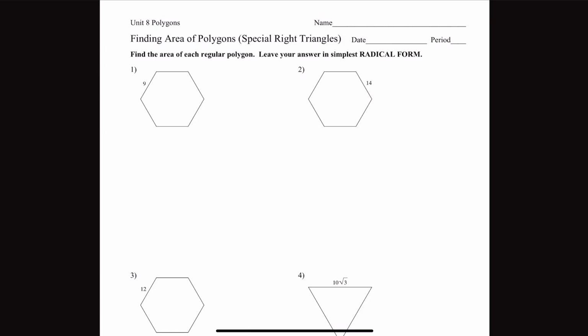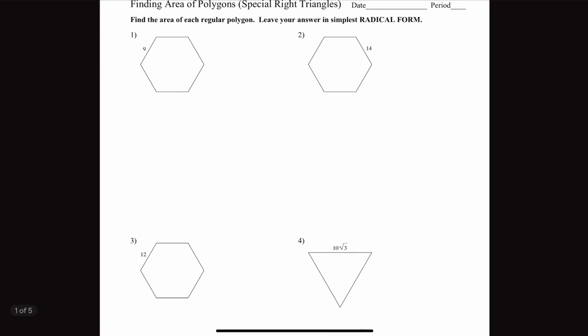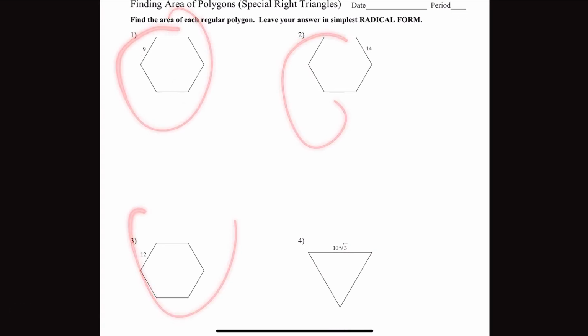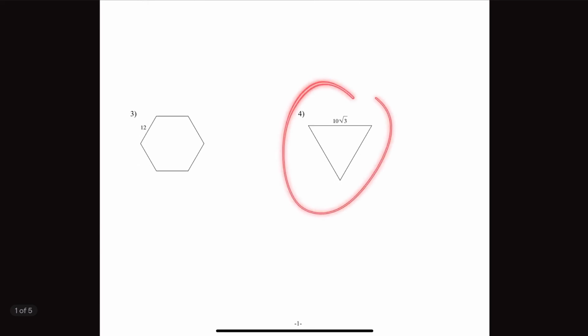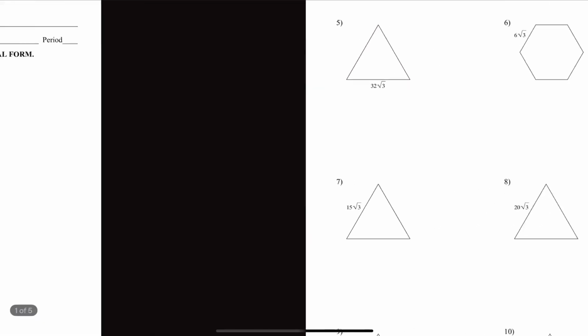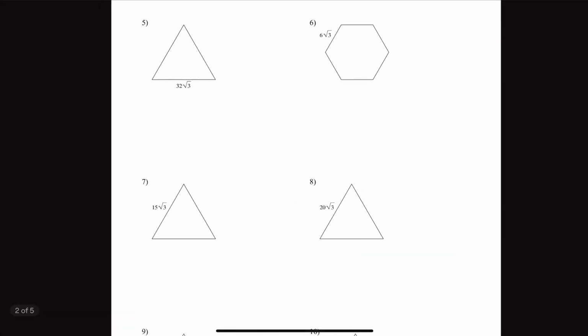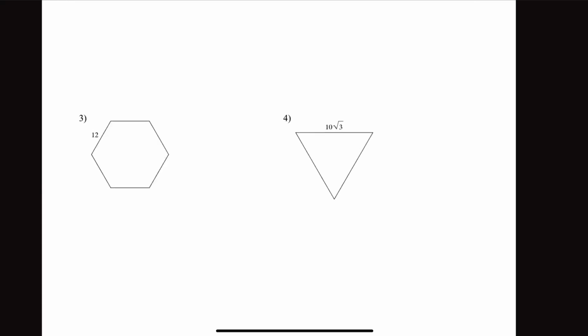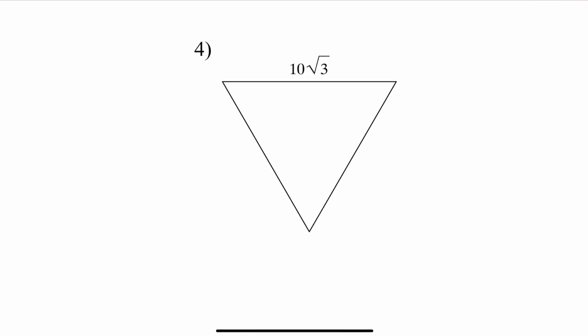So I'm going to head over here. Here's an example of some problems that involve special right triangles. And like I mentioned already, the two most common shapes you'll see are going to be hexagons or triangles. So let's see, what problem can we start with? Why don't we start with a triangle. So I'll zoom in on this problem here.